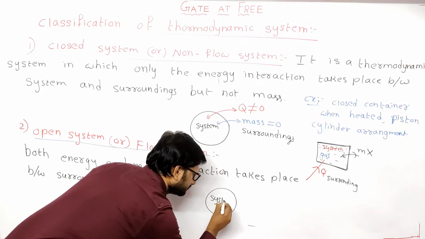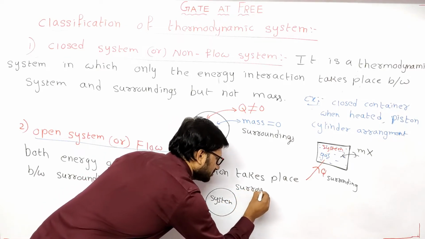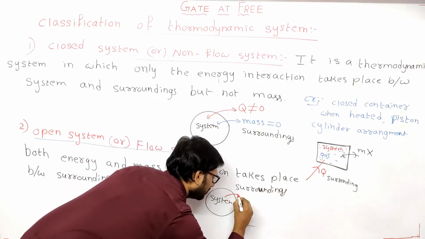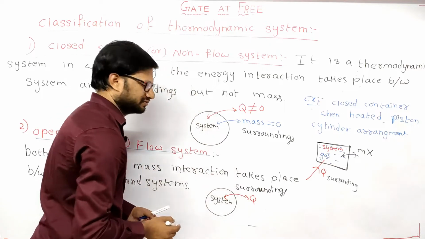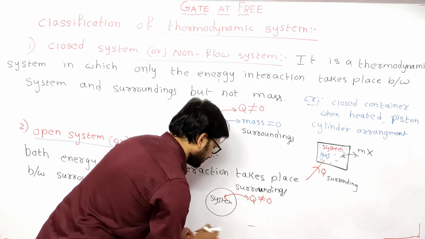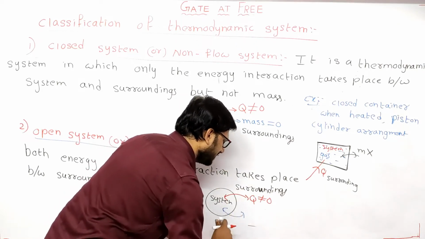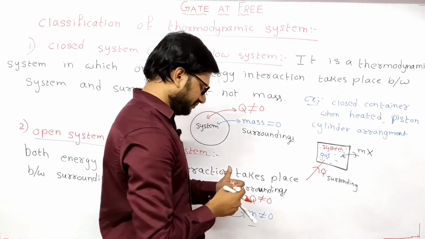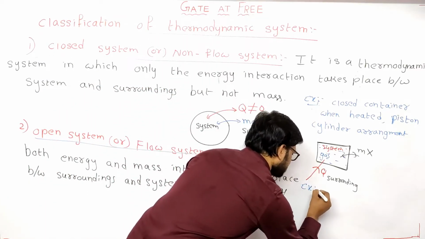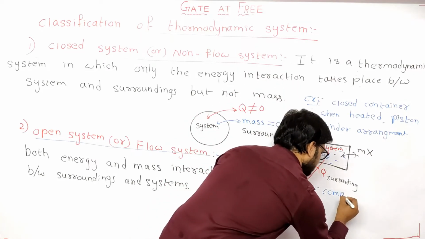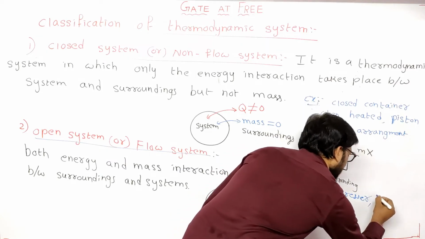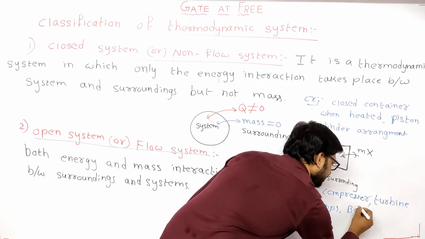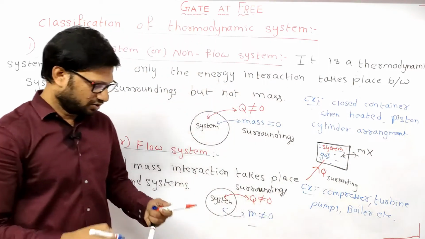This is our system. Boundary, surroundings. Okay, here there is an energy interaction, which is not equal to 0, and mass interaction between system and surroundings, and mass transfer is also not equal to 0. This type of system is known as flow system or open system. What are the examples? Compressor, turbine, pumps, boiler, etc. These are the examples of open system.